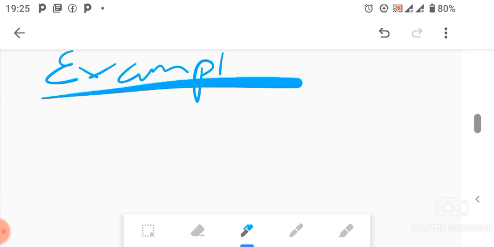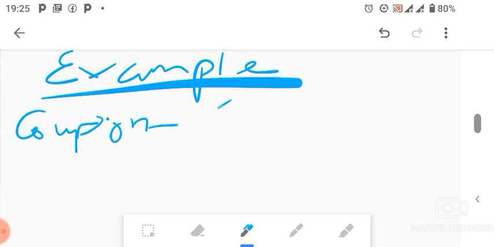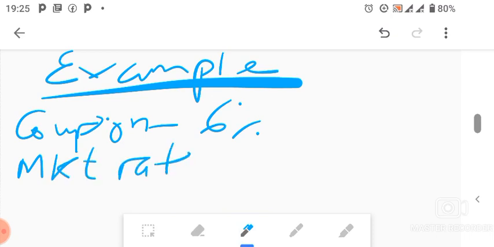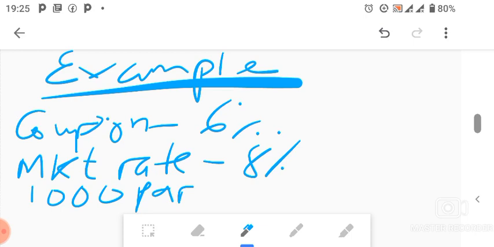Okay, so imagine you've been given this example. They tell you the coupon rate is 6%. The market interest rate, let me just abbreviate this, MKT rate, is maybe 8. Then they tell you the par value of the bond, they would say maybe 100,000 par value, sorry, 1,000 par value.